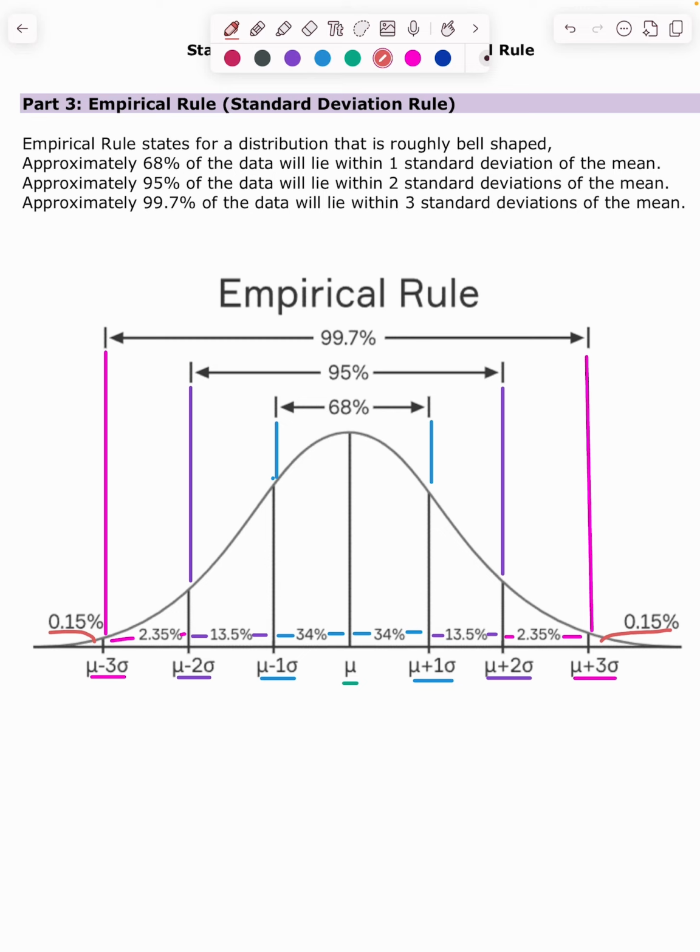And finally, because it's not quite 100%, we have this little tiny region where 0.15% of the data lives, and that is anything more than 3 standard deviations above the mean, and anything more than 3 standard deviations below the mean.